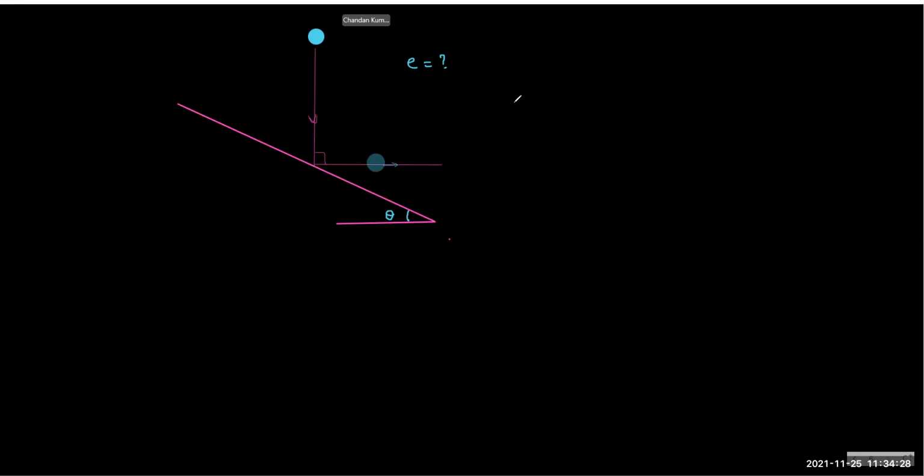Anyone there? I hope I am audible to all of you guys. Yes. So tell me the value of E for these two surfaces. What is the E value defined for the ball and this ramp?